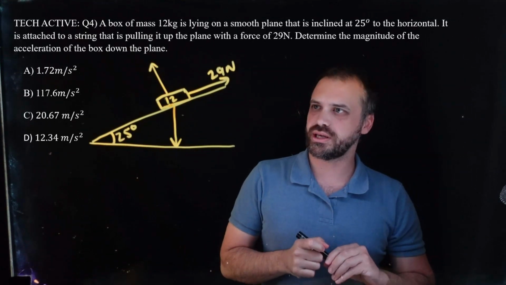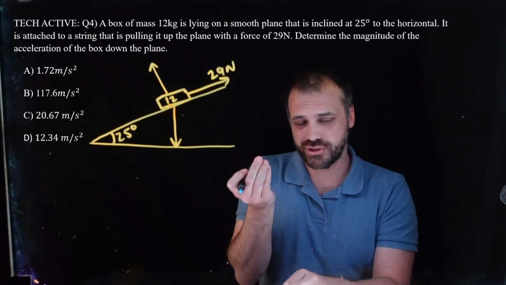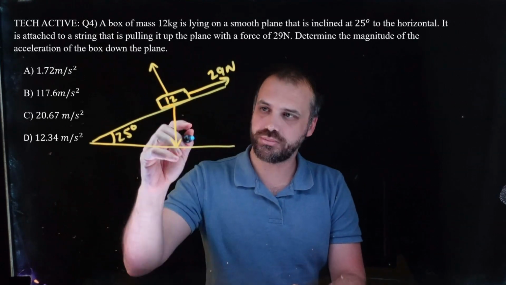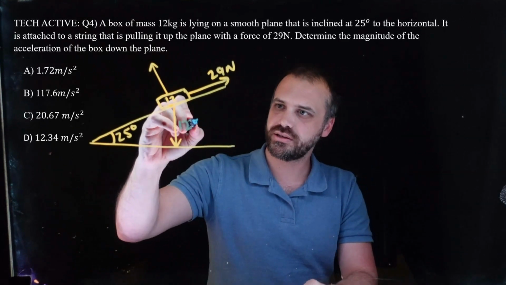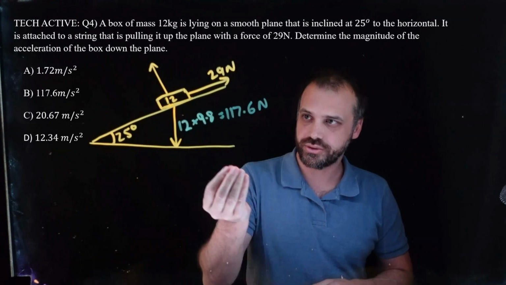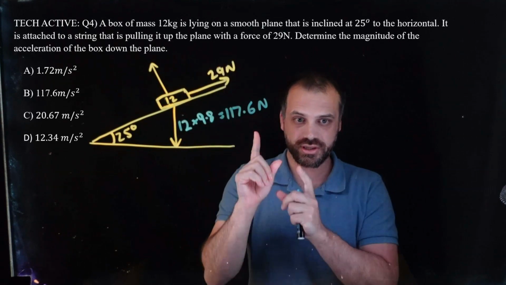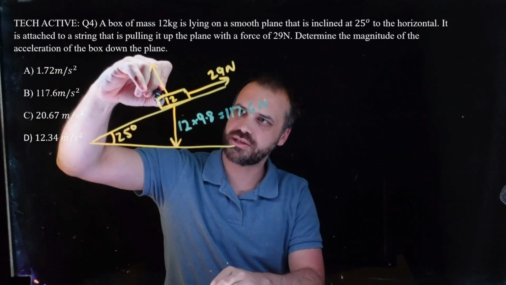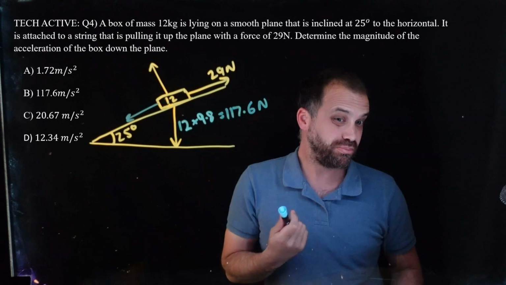Okay, so what do we need? Well, let's find out how much force is going straight down, first of all. Force is equal to mass times acceleration. The mass of this object is 12, and it's being accelerated by gravity at 9.8. Alright, 12 times 9.8. So, there is 117.6 newtons of force being exerted straight down. But the question is, how much force is being exerted in that direction by our box?